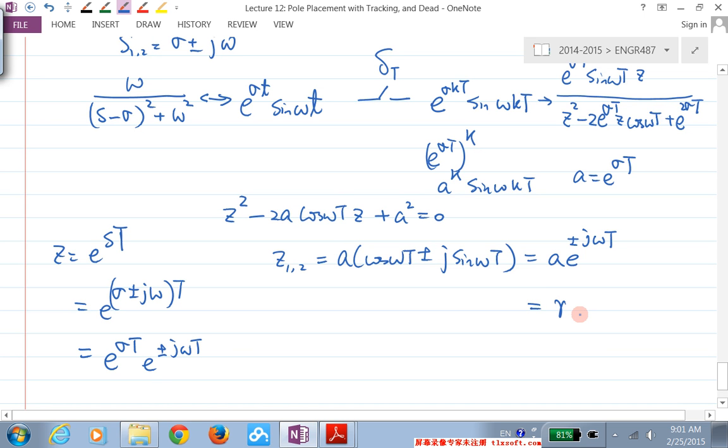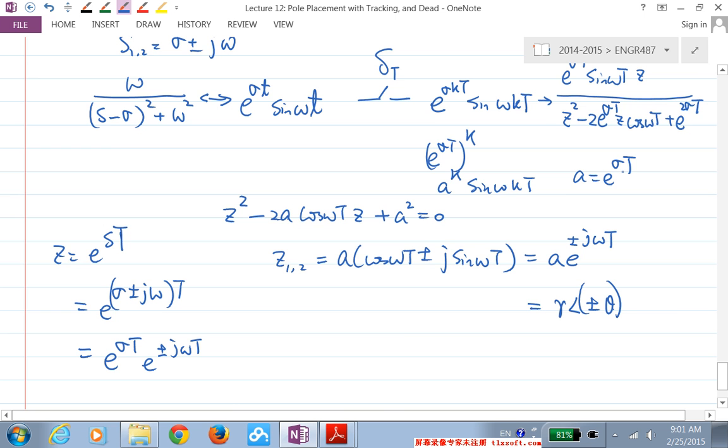And you can write it in the format R angle theta. What's theta? Theta is omega T. What's R? R is the magnitude, it's e to the power sigma T. So that's the mapping.